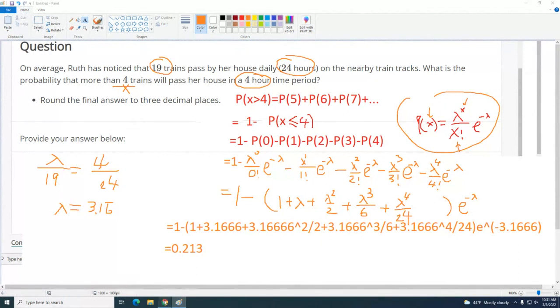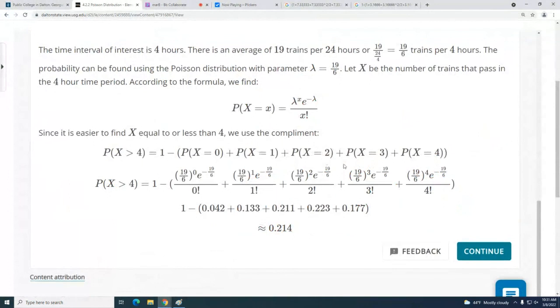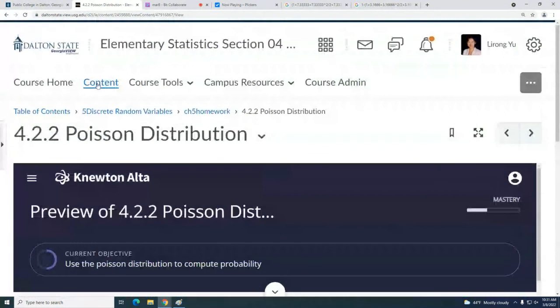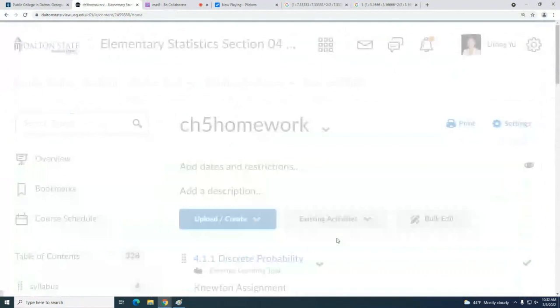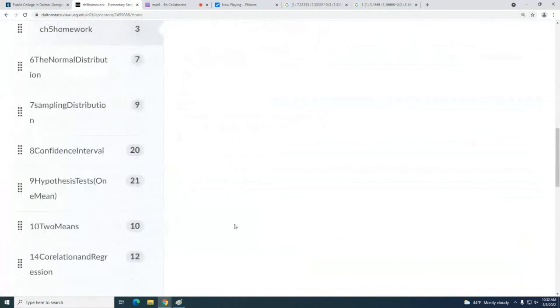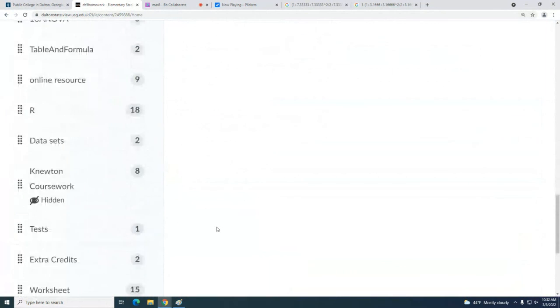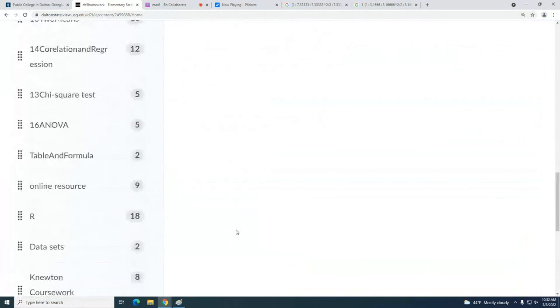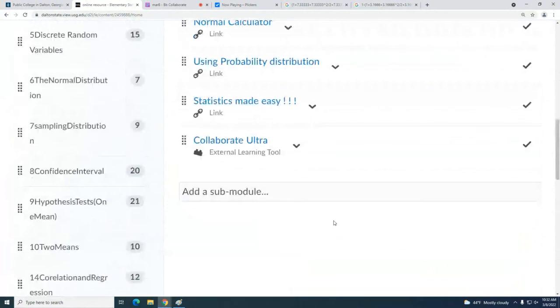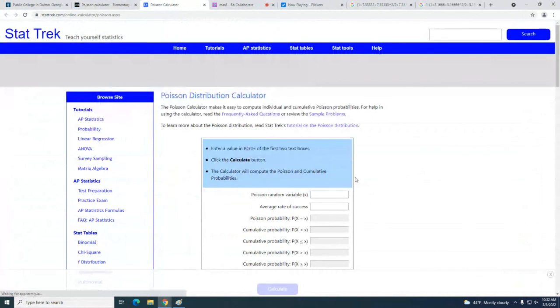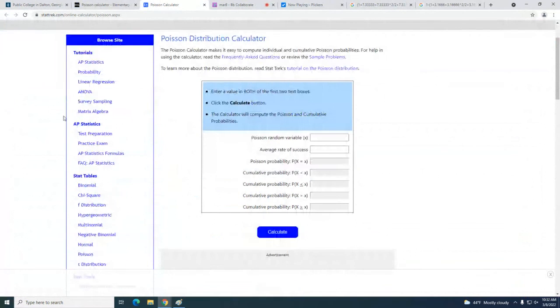There are also ways for you to double check your calculation. I mentioned last time that we got a calculator for the Poisson distribution. On the test, you don't get to use the online calculator, but when you're doing your homework, it is always worthwhile to find a way to double check your work before you submit it. You can go to the online resource. It has a few Poisson calculators in here. One of them is this.